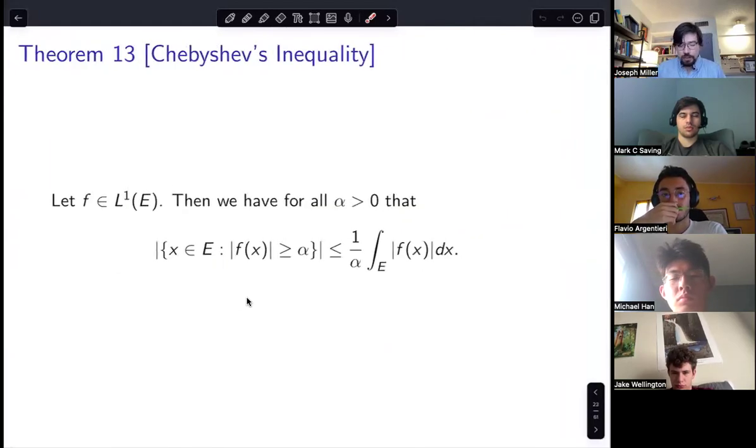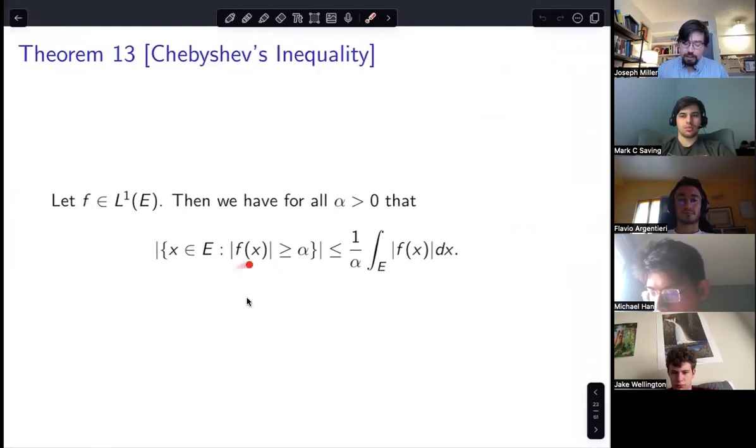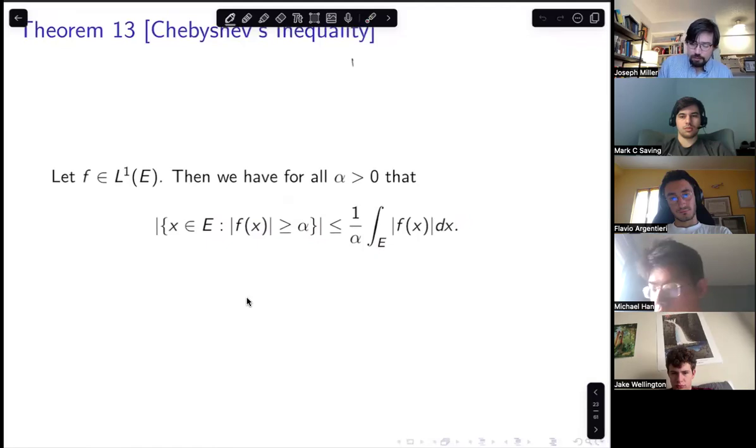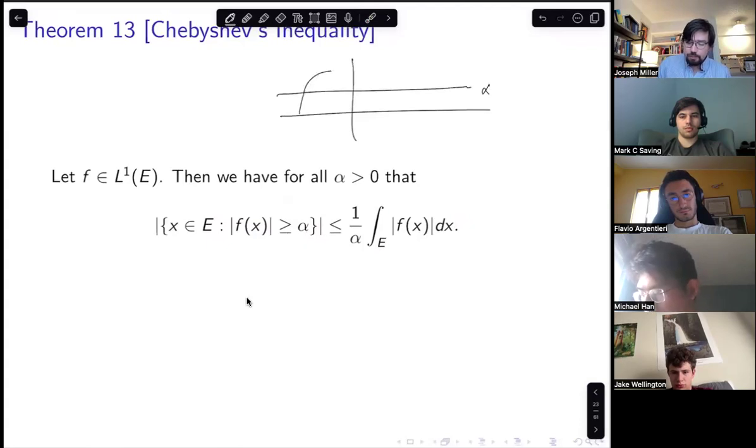Okay. The first thing, which is fundamentally important, is Chebyshev's inequality. It relates the super level set of a function to the integral. So geometrically, I like thinking about it like this. Let's say I have some level alpha, and I have some function like this. This is f of x. This is my set E. And so this set here is going to be all of these points. So I look at the places where I'm above this level, and I pick out the set in E where that happens.